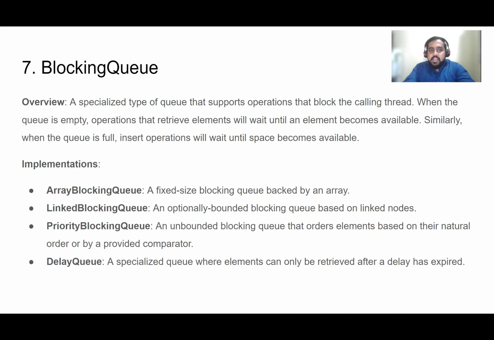Blocking queue, I'll explain this. It's a specialized type of queue. BlockingQueue is actually an interface that comes under queue. It supports operations that block the calling thread when the queue is empty. Suppose there is no data in our collection, the operation that retrieves an element will wait until an element becomes available. Suppose we have two threads, one accessing data and another writing data. If my collection is empty, the accessing thread will wait until the writing thread puts some data into it. That's what blocking queue is about.